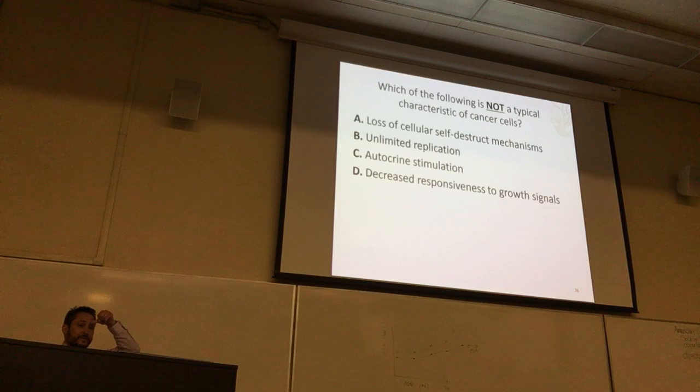Okay, so which of the following is not a typical characteristic of cancer cells? Not typical. Loss of cellular self-destruct mechanisms, unlimited replication, autocrine stimulation, decreased responsiveness to growth signals. Not typical. Which one? D, very good. Decreased responsiveness, right? They're more responsive. It's a tough question because of the way it's worded. Are you with me? So you really have to think about it. Okay.